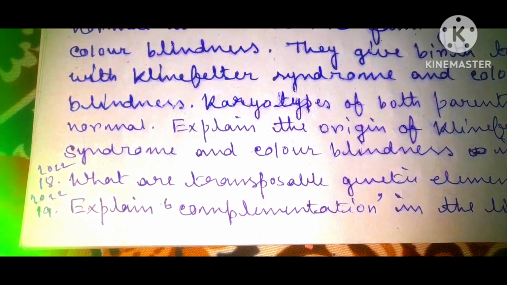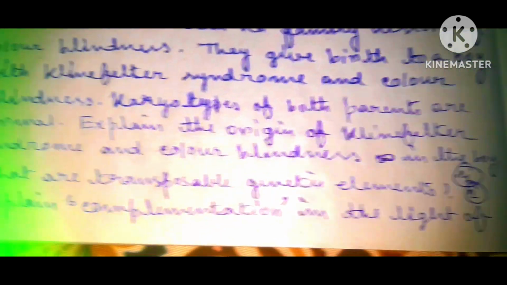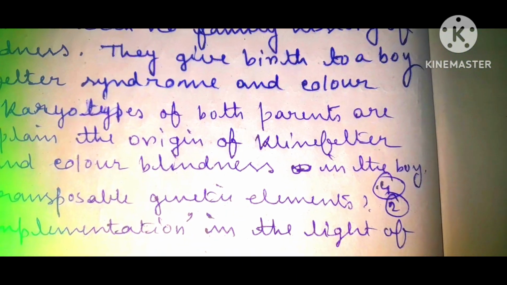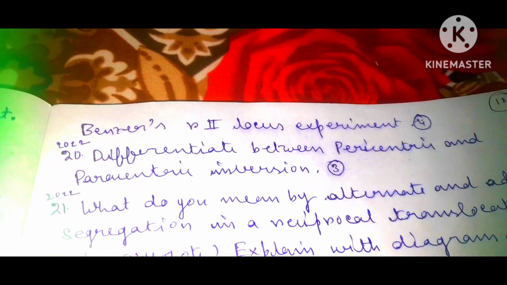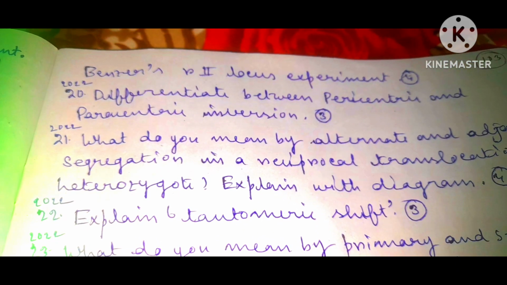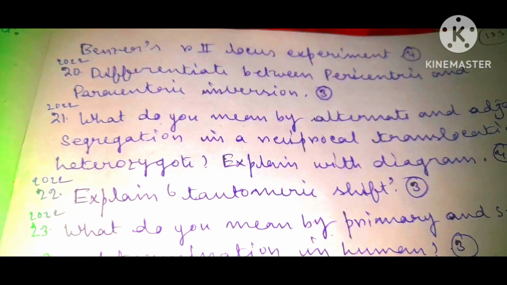What are transposable genetic elements carrying 2 marks? Explain complementation in the light of Benzer's R2 locus experiment carrying 4 marks. Differentiate between pericentric and paracentric inversion carrying 3 marks.